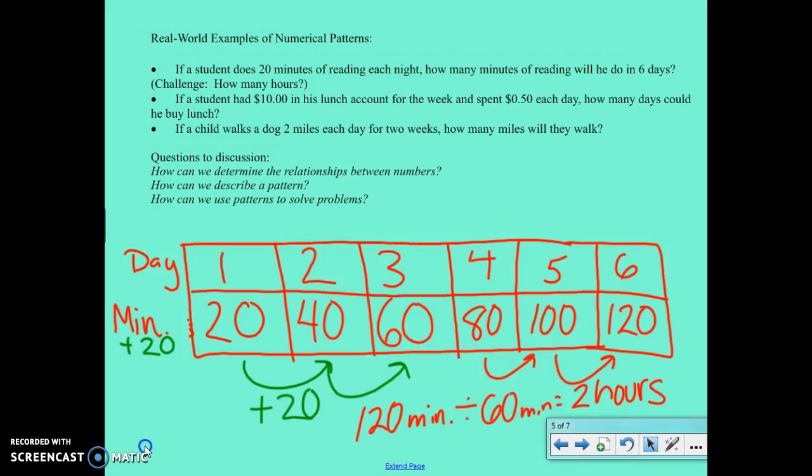How can we determine the relationship between numbers? How can we describe a pattern? How can we use patterns to solve problems?